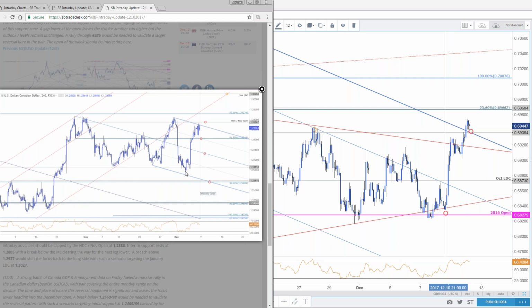This is what made it a little bit more interesting. You've got a lower parallel there, literally catching the low. And then we were opening the week on Sunday. The Friday high was right there at the upper parallel.